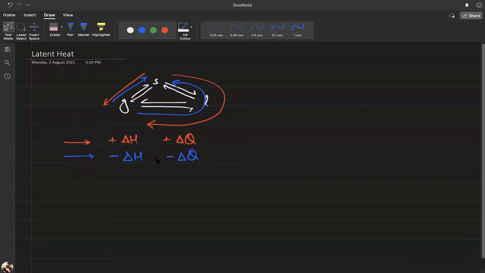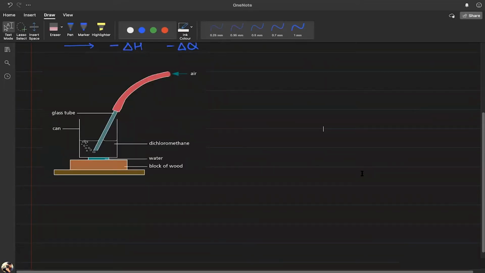Here's this very interesting experiment that we can do in the lab if we have access to it. So what's happening here? We have dichloromethane in this beaker or can. Dichloromethane is basically a liquid at room temperature, but it has a really low boiling point. And this is a small container having water in it. And obviously there's this block of wood because we want an insulator there. And now there's this straw in there or glass tube.